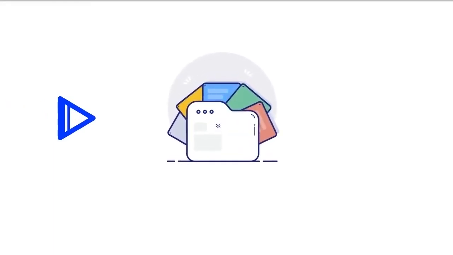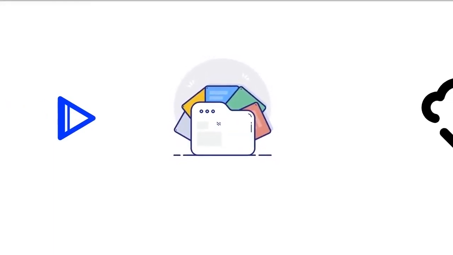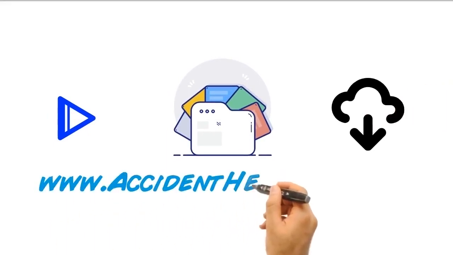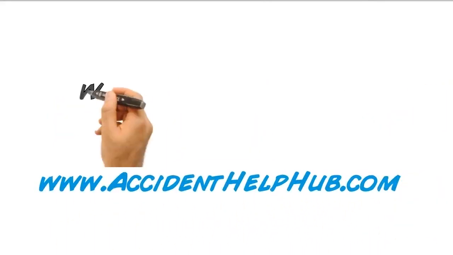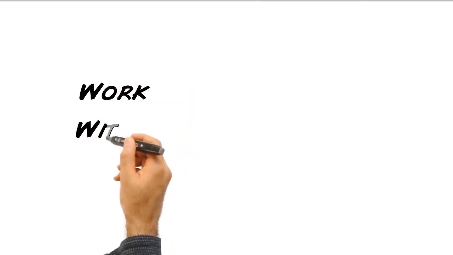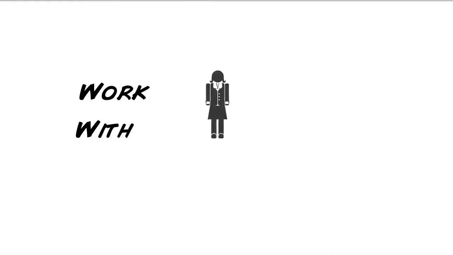In any case, you are going to need to collect a bunch of information that is all detailed in the Accident Claim Toolkit you can download for free at www.accidenthelphub.com. And again, at this point, you would likely want to work with an experienced accident attorney to help navigate the complex legal system.